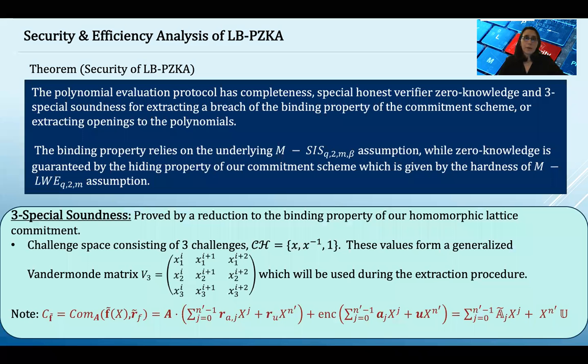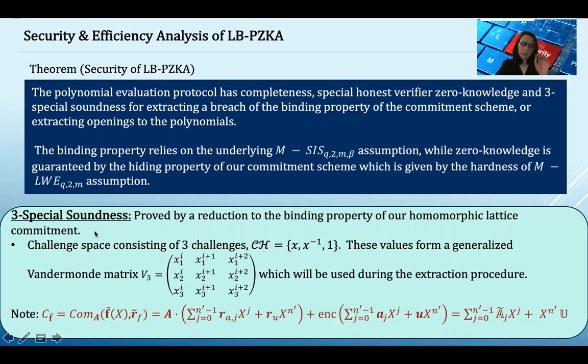Now, after having introduced our main protocol, I will go only briefly through the security analysis. So the polynomial evaluation protocol achieves completeness, special honest verifier zero knowledge, and 3-special soundness for extracting a breach on the binding property of the used commitment scheme, or extracting openings to the polynomials. So the binding property relies on the underlying MSIS assumption, while the zero knowledge property is guaranteed by the hiding property of our commitment scheme.